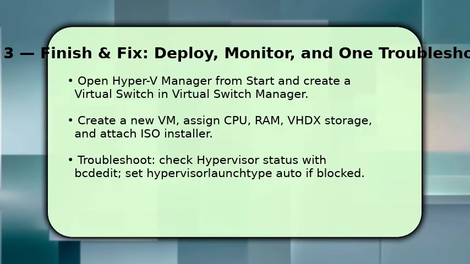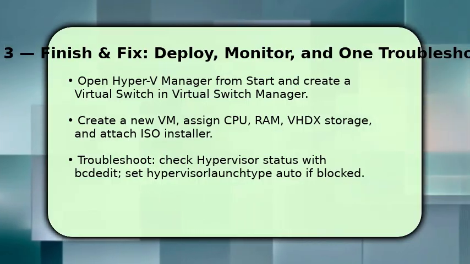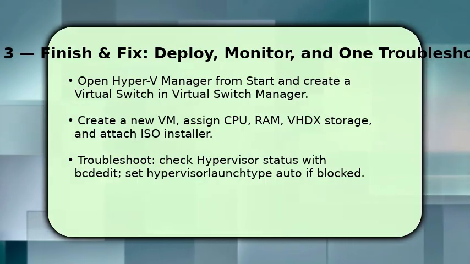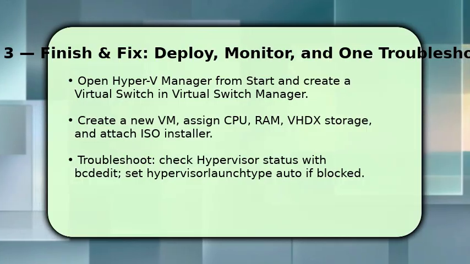You finish by launching Hyper-V Manager from Start, create a virtual switch for network connectivity, and then create a new virtual machine. Assign CPU cores, RAM, and a VHDX disk, and attach your installation ISO. Once configured, start the VM and proceed with OS installation.